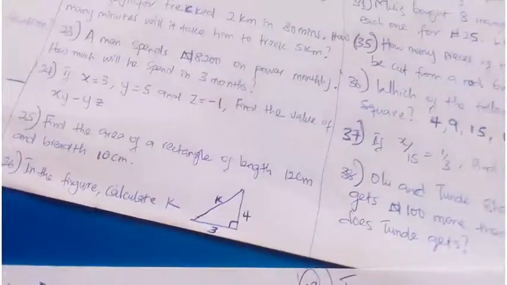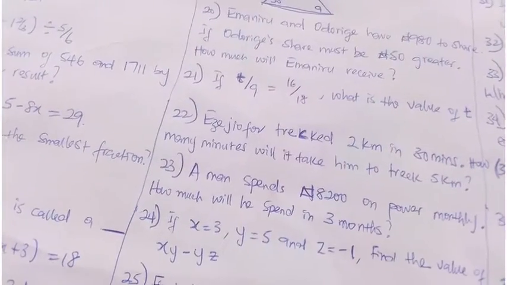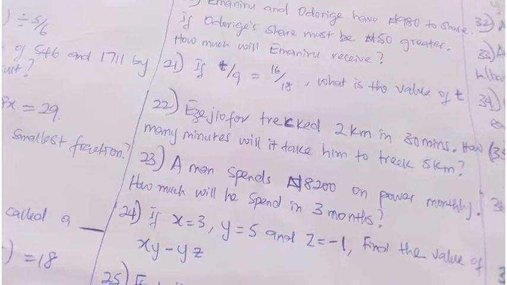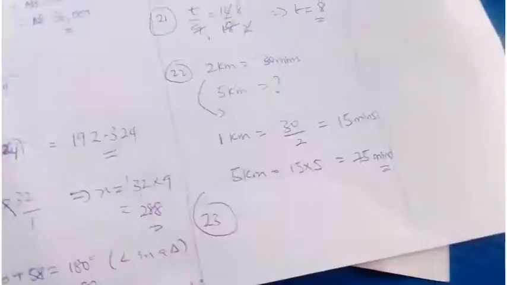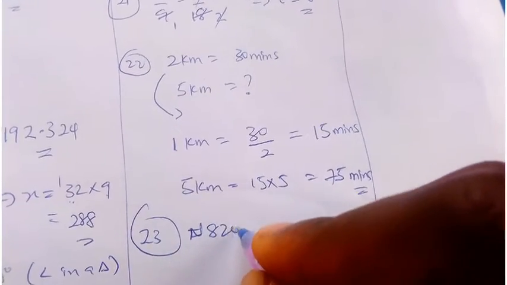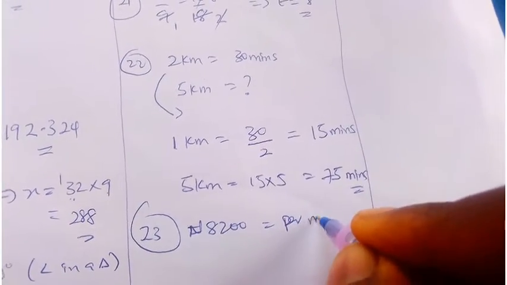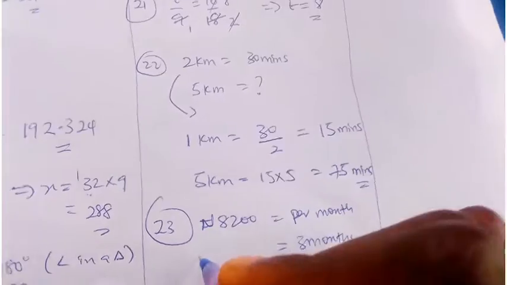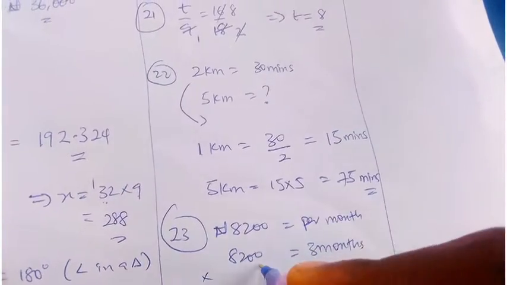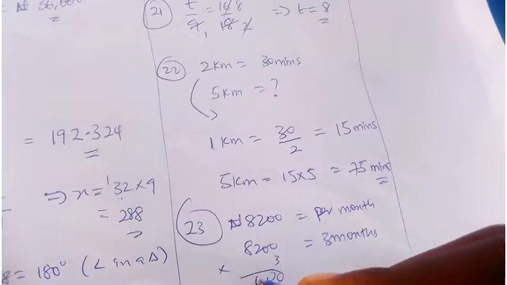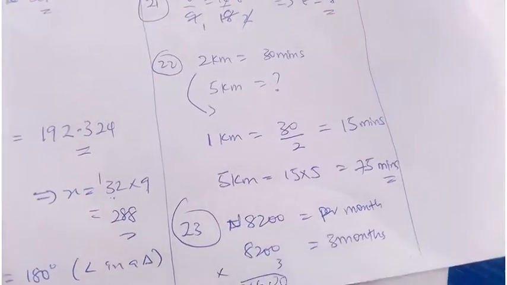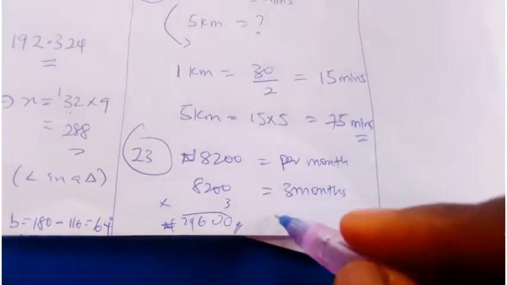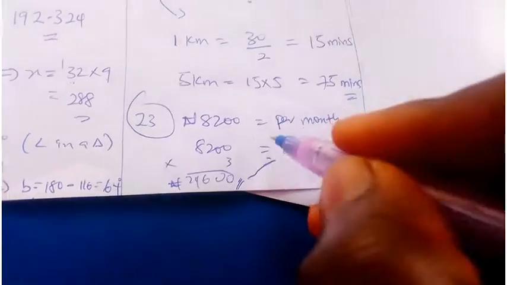Number 23 question says that a man spends 8,200 on power monthly. How much will he spend in 3 months? Monthly, he spends 8,200 per month. In 3 months, he will spend 8,200 times 3, that's 24,600. So he will spend 24,600 naira in 3 months.